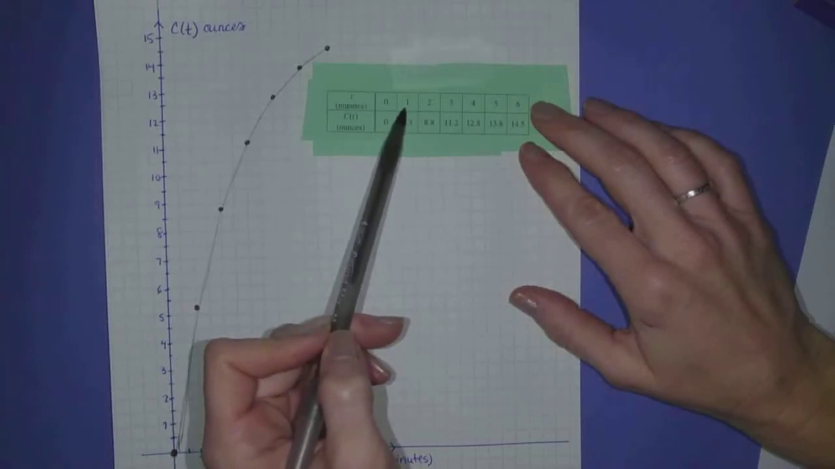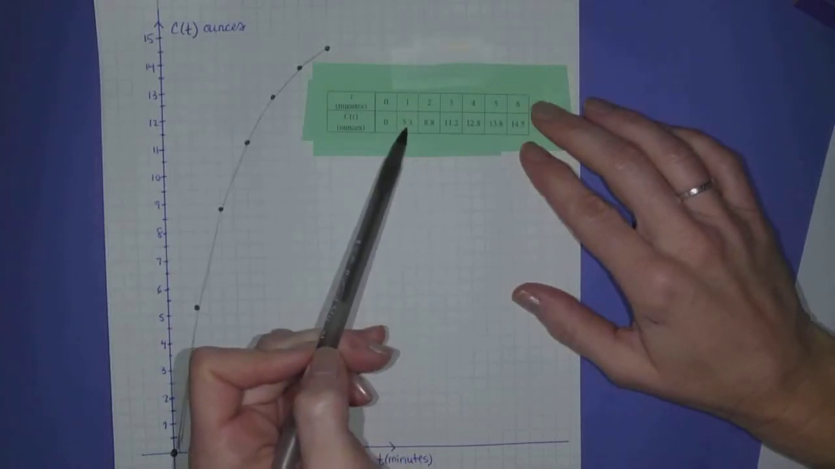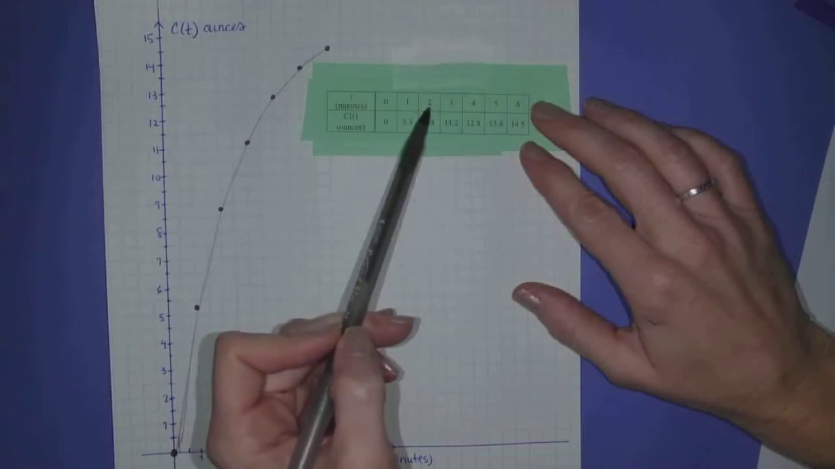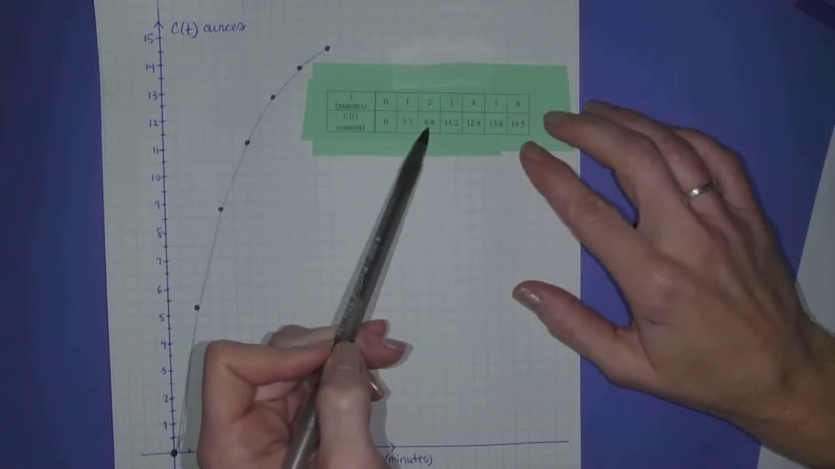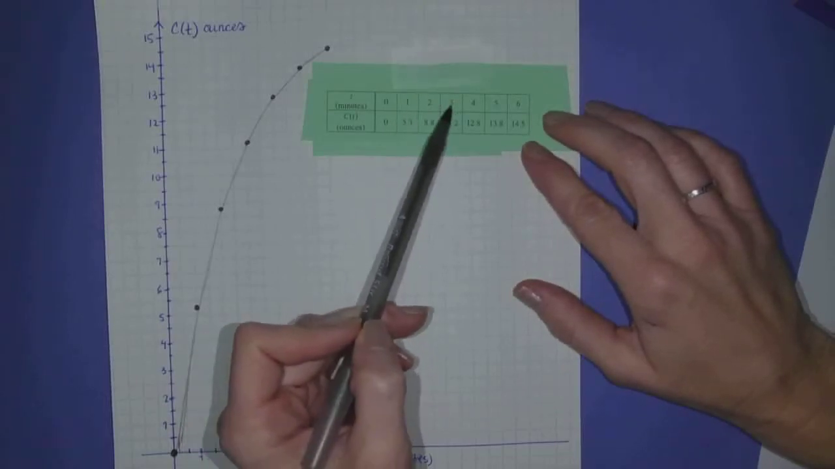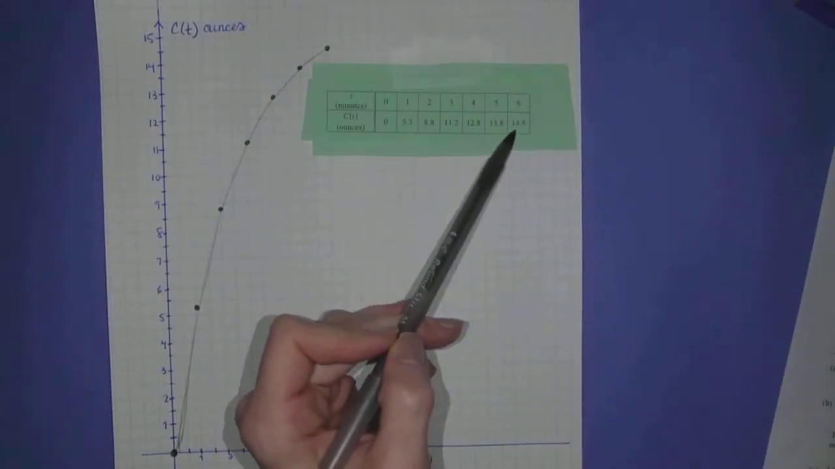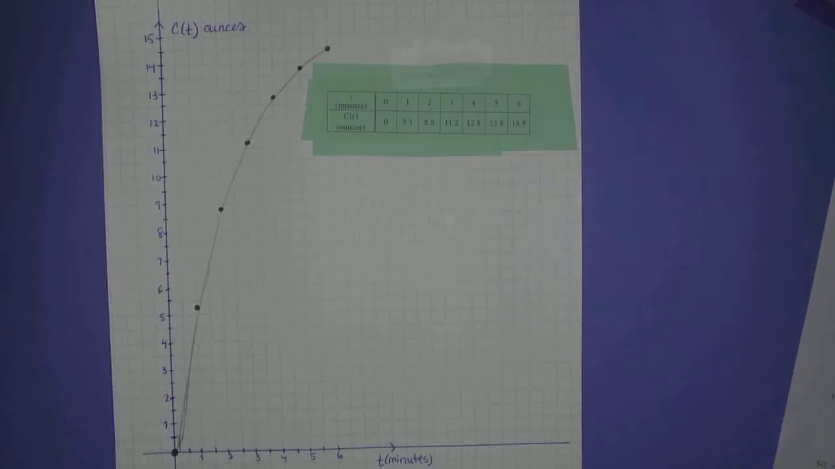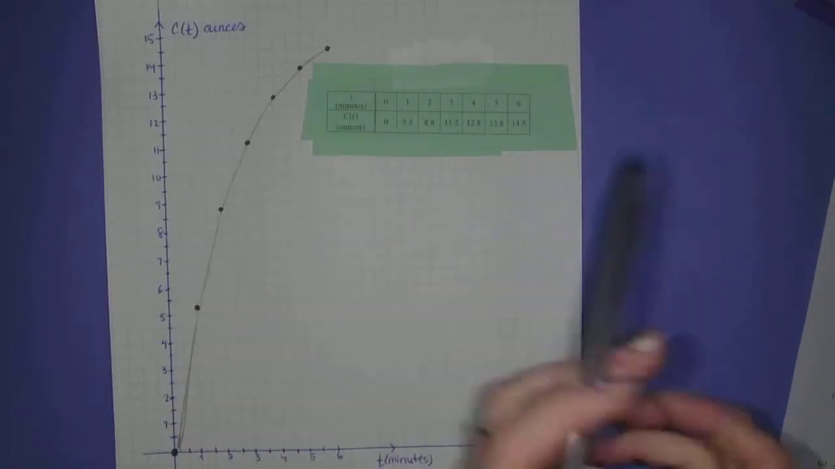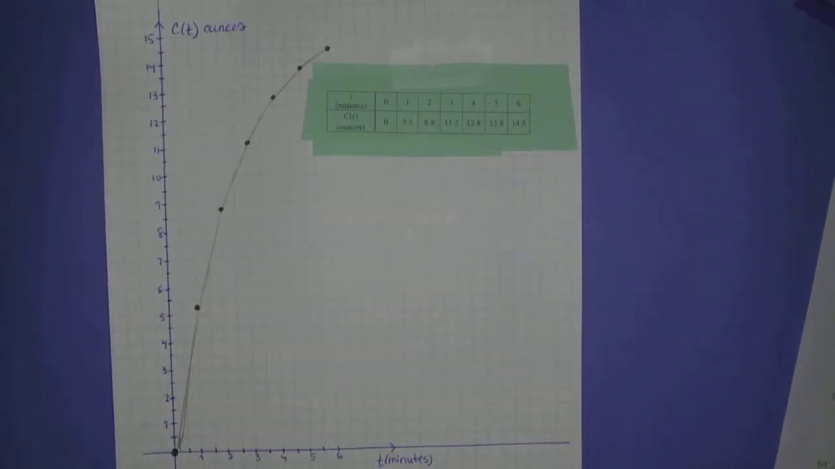When 1 minute has passed, there are 5.3 ounces in the cup. When 2 minutes have passed, there are 8.8 ounces in the cup. 3, 4, 5, and 6. And by 6 minutes, there are 14.5 ounces of coffee in the cup. So this is just giving us measurements of ounces over time.